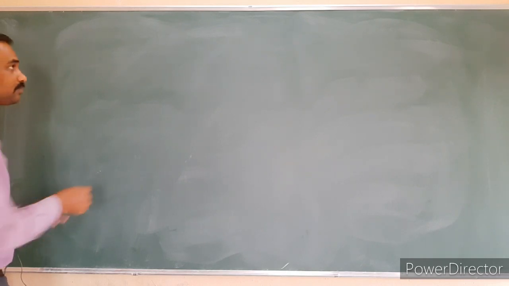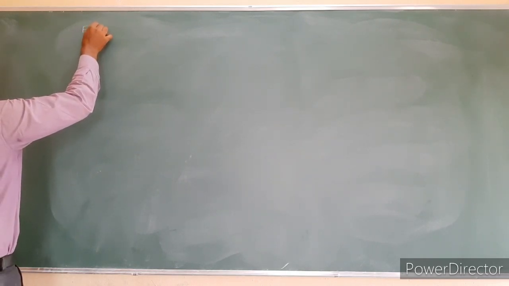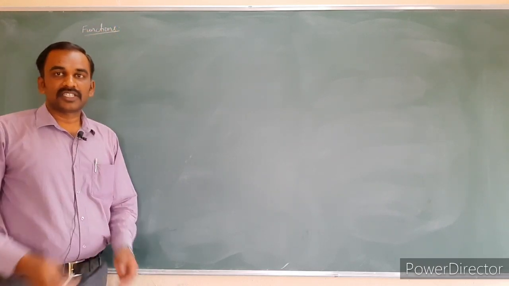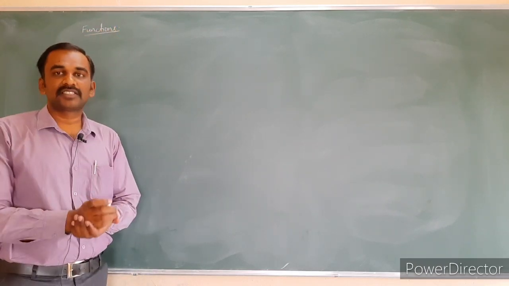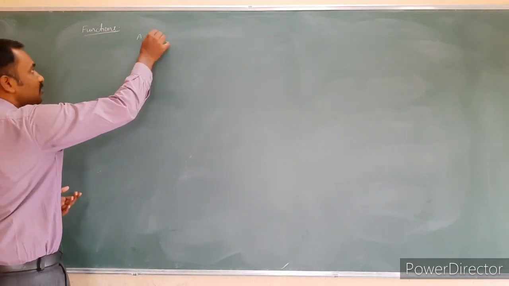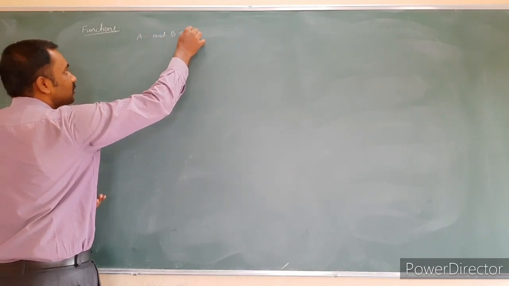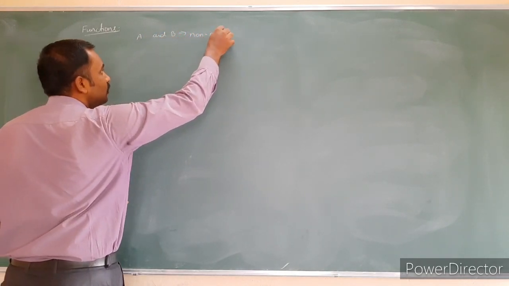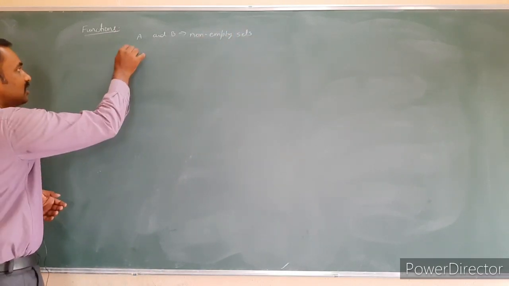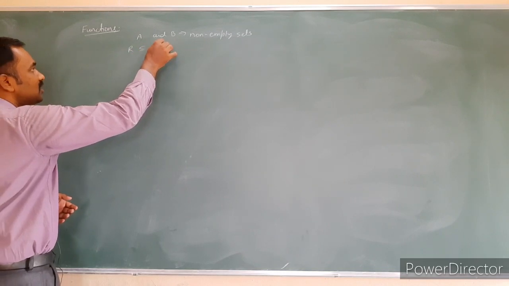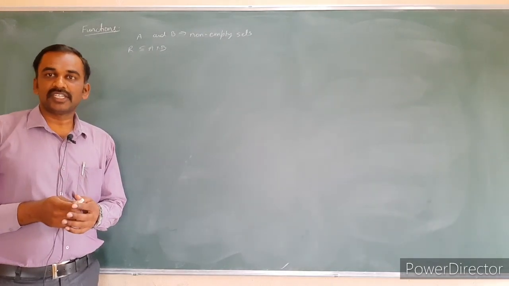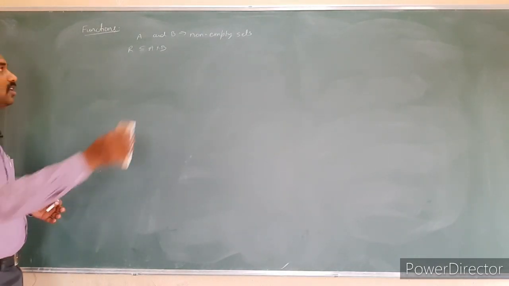What are functions? To discuss functions, first of all revise the definition of relation. What is the definition of a relation? A and B are any two non-empty sets. Then R is a relation if it is a subset of the Cartesian product A cross B. This is the definition of a relation. We know that.